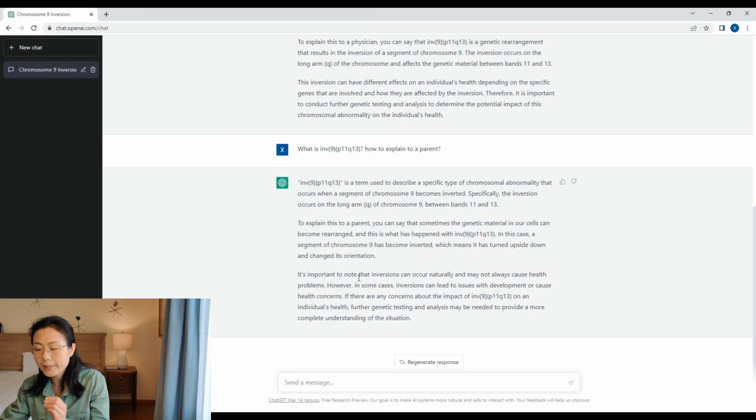So it used slightly different language now when it's explaining it to a parent. It points out that this can lead to issues, but it may not, which is fair. It then points to pursue genetic testing and analysis. Again, if I were to write it, I might recommend consultation first.